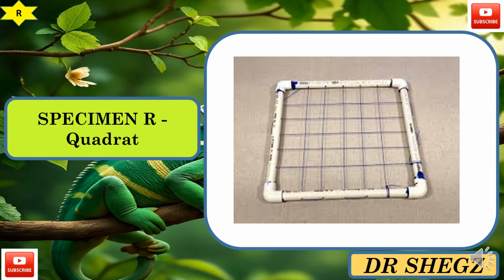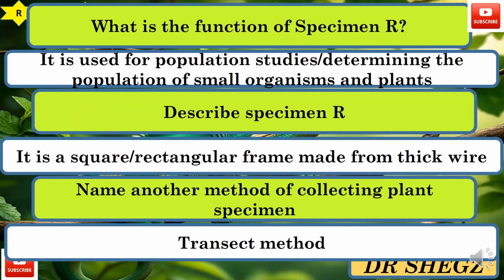Specimen R is a quadrat. What's the function of specimen R? It is used for population studies, determining the population of small organisms and plants. And of course, describe it. It's a square or rectangular frame made from thick wire. Another method of collecting sparse specimens, in addition to the quadrat method, is the transect method.